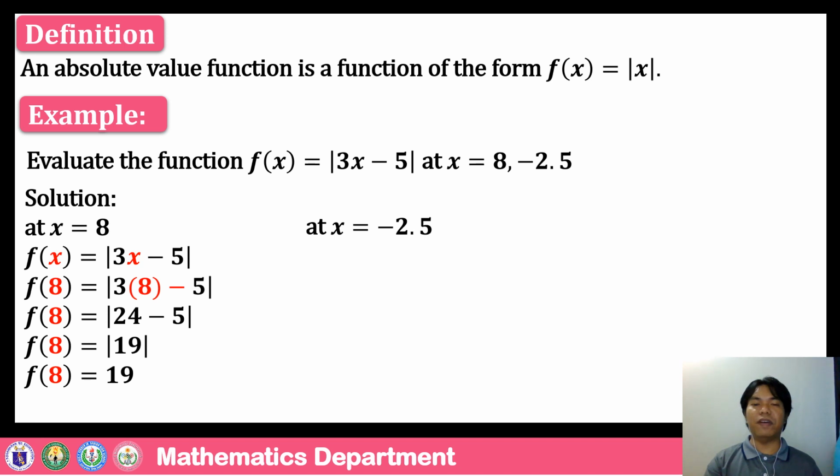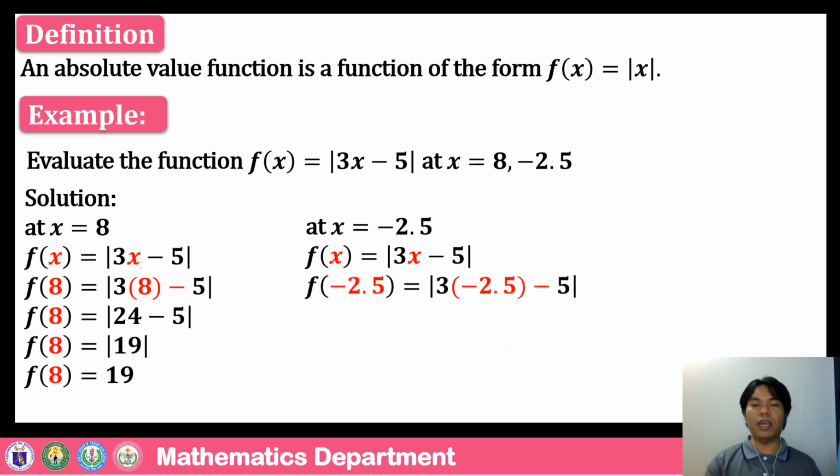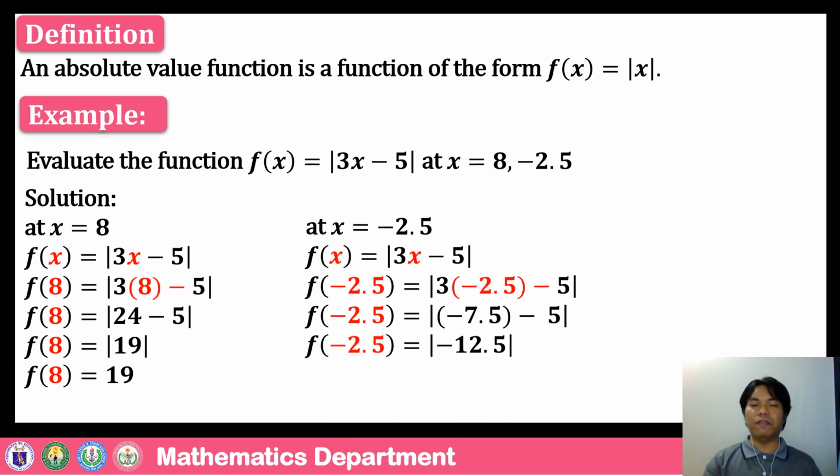Para naman sa ating second value of x, which is negative 2.5, papalitan natin ang ating variable x ng negative 2.5, magkakaroon tayo ng f of negative 2.5 is equal to absolute value of 3 times negative 2.5 minus 5. At pag ito ay ating sinimplify, magkakaroon tayo ng absolute value of negative 7.5 minus 5. And then, performing our operation, magkakaroon tayo ng absolute value of negative 12.5. Now, since ang absolute value ay distance ang ating pinag-uusapan, so ito ay magiging positive 12.5.